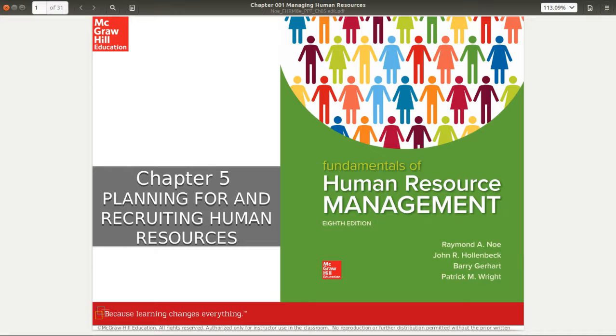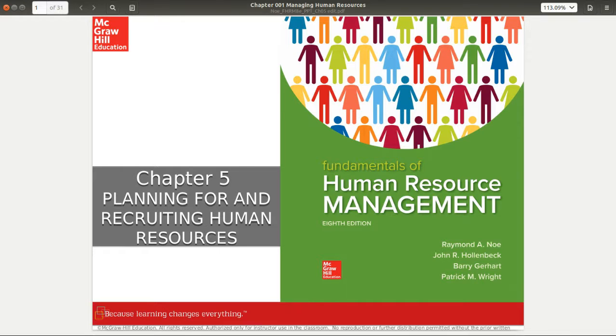In this chapter, we're going to be going over what we need to do as far as planning the numbers of people that we need for various organizations, and then also how do we go find them. Okay, so it's the planning and recruiting of some of the people that we're going to be needing for our organization.